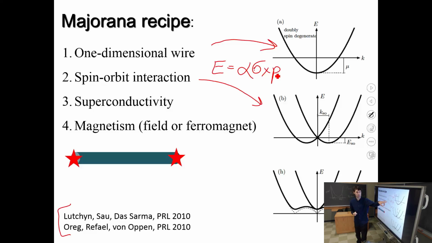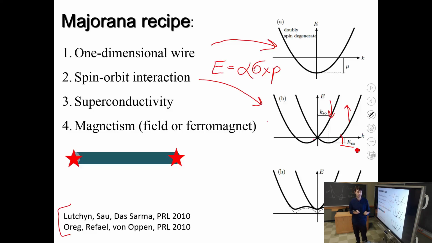So this couples spin and momentum. There is a product of spin and momentum in the Hamiltonian. For the one-dimensional case, what this does is it takes two spin-degenerate parabolas for spin up and spin down and pulls them apart like this, such that they are no longer degenerate except at one point at k equals 0. This energy difference here is called ESO, the spin-orbit energy, and it characterizes how far the parabolas have been pulled apart.